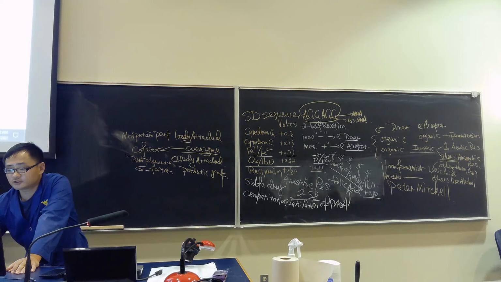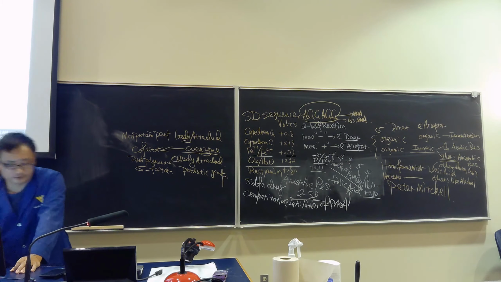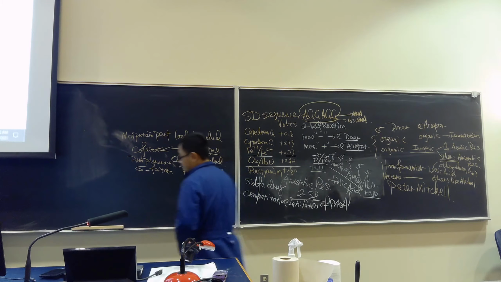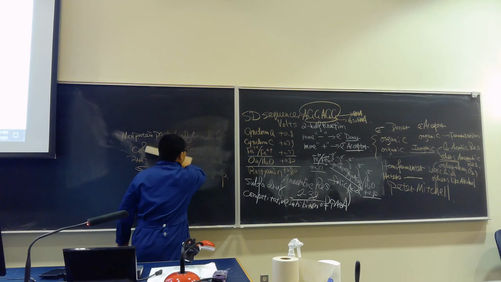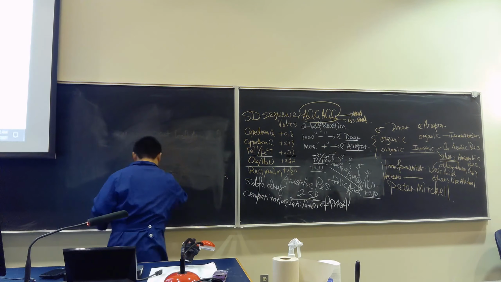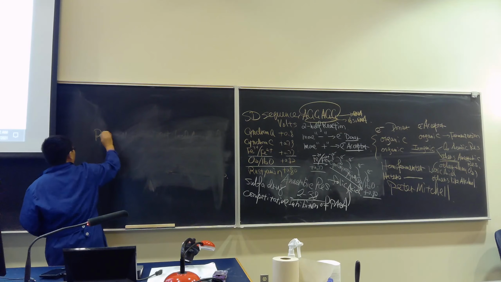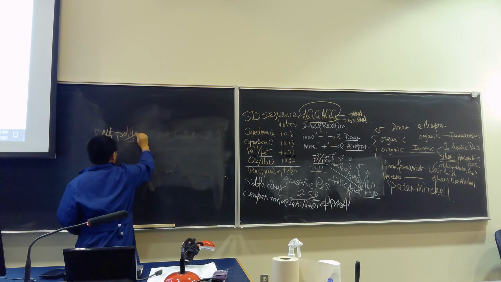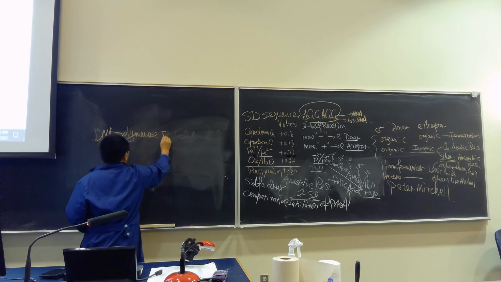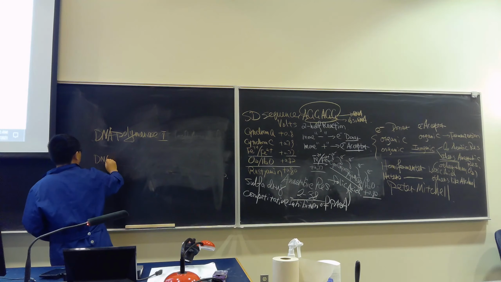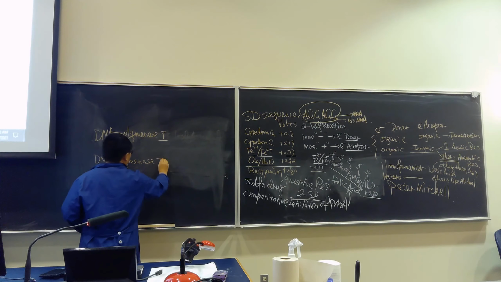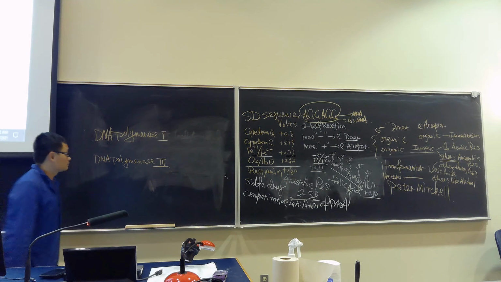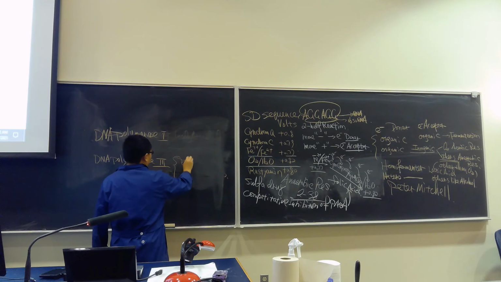What is the biological function of DNA polymerase 1 and 3? Very simple. You should know the answer. DNA polymerase 1. DNA polymerase 3. What's the function? Okay. Polymerization.